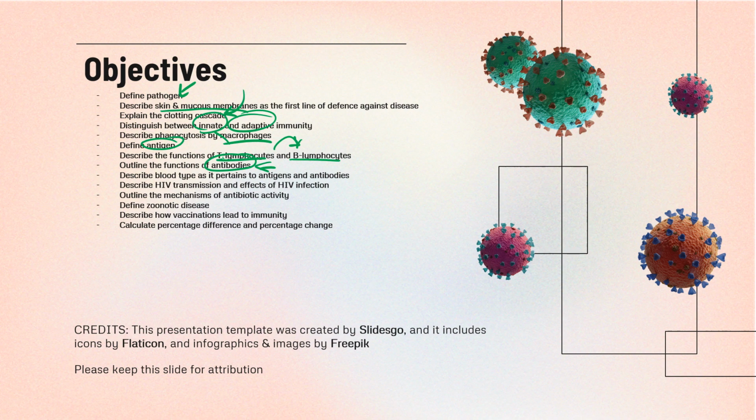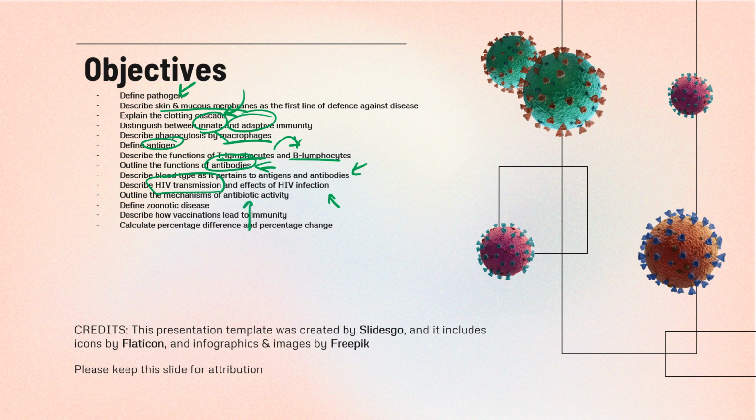Our blood type also depends on antigens and antibodies, and I have type O blood, so please do not give me a transfusion of type AB blood. It will not go well for me. We talked about HIV transmission through body fluids. The effect of HIV infection is the reduction in the helper T cells, which means that we cannot activate the killer T cells or the B cells.